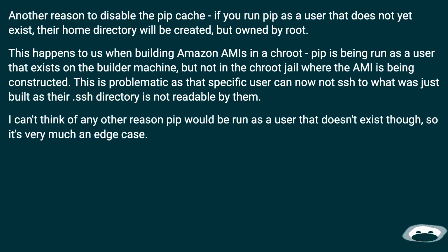Another reason to disable the pip cache: if you run pip as a user that does not yet exist, their home directory will be created, but owned by root. This happens to us when building Amazon AMIs in a chroot. Pip is being run as a user that exists on the builder machine, but not in the chroot jail where the AMI is being constructed. This is problematic as that specific user can now not SSH to what was just built, as their .ssh directory is not readable by them. I can't think of any other reason pip would be run as a user that doesn't exist though, so it's very much an edge case.